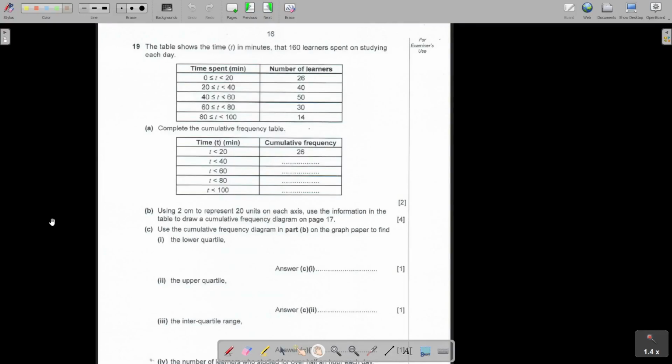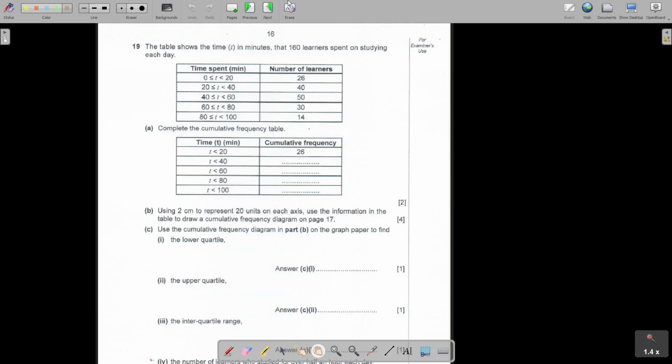And this is the last question of the question paper. Question 19. The table shows the time in minutes that 160 learners spent on studying each day. Okay, and then they give it to you as intervals. Now, complete the cumulative frequency table. So I see it's cumulative.